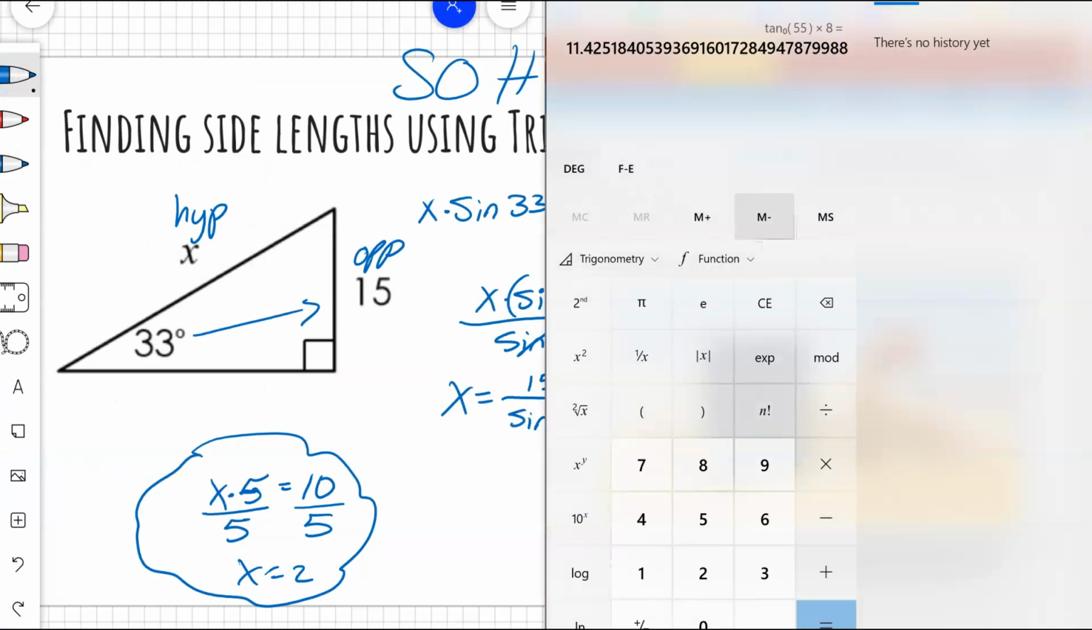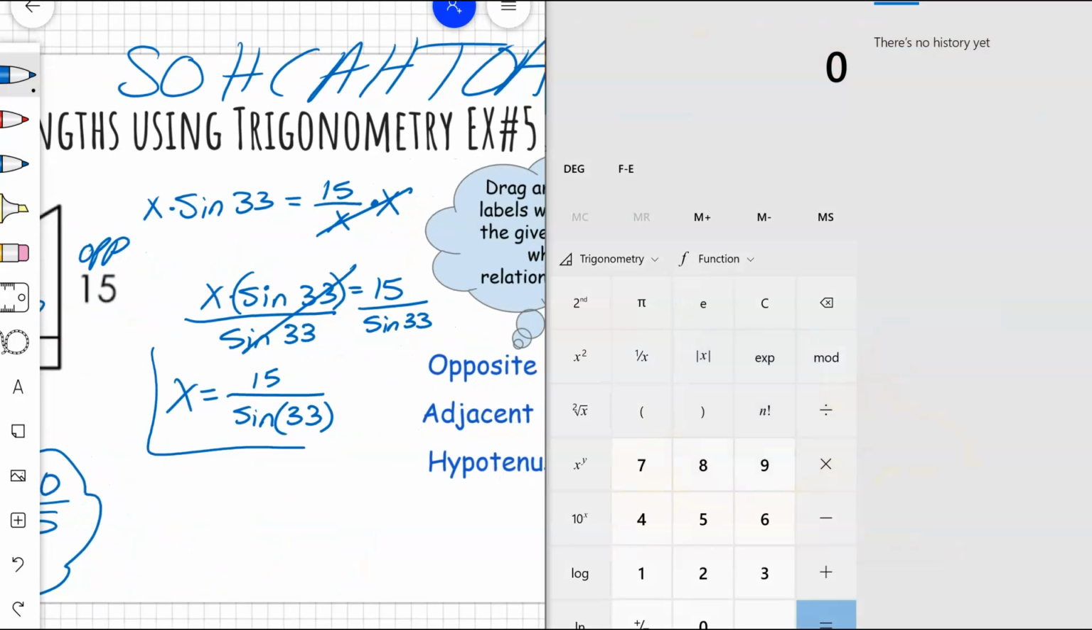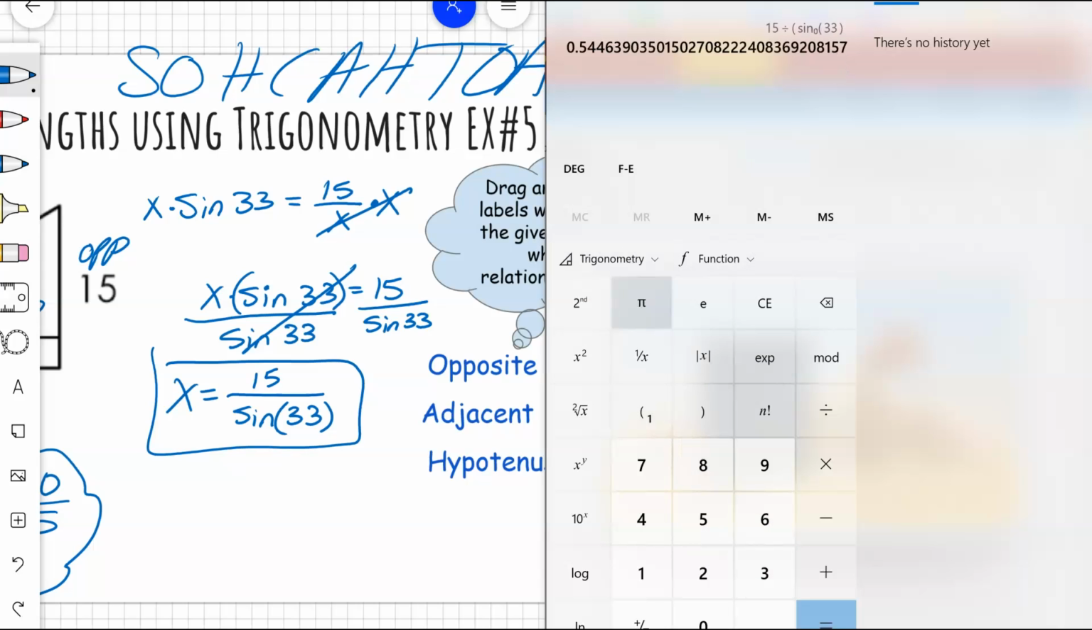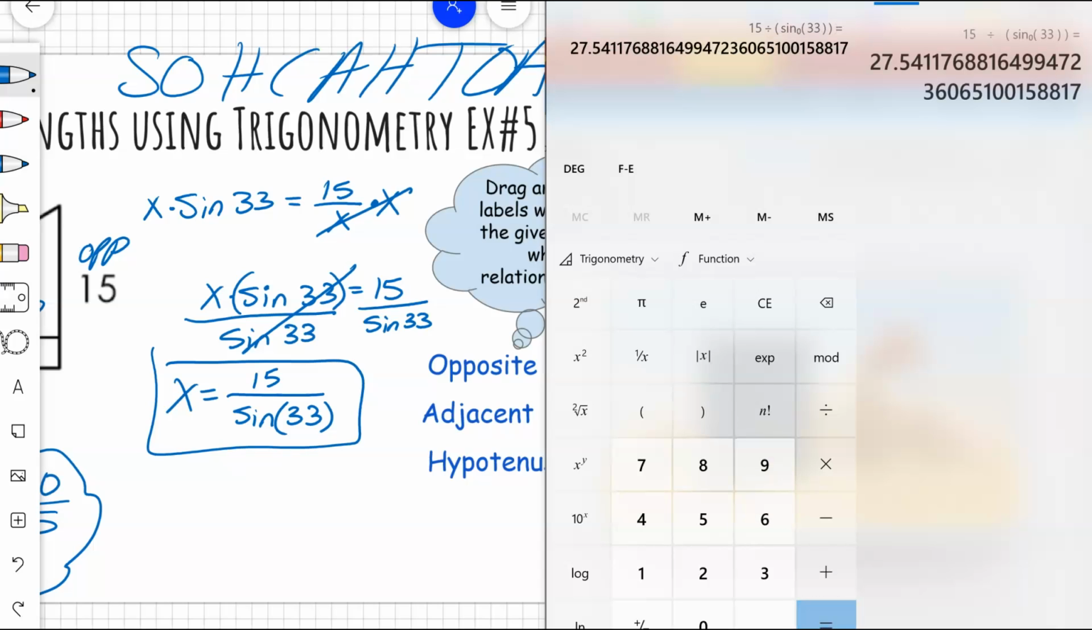So first, make sure everything's cleared out. We want to calculate 15 divided by sine 33. So I'm going to try something different here. I'm going to take 15 divided by, in parentheses, 33 sine, close parentheses, close another set of parentheses maybe, equals, there we go. So you have to press the equals button, otherwise you only ended up calculating sine 33. So the final answer on this is going to give you 27.5.